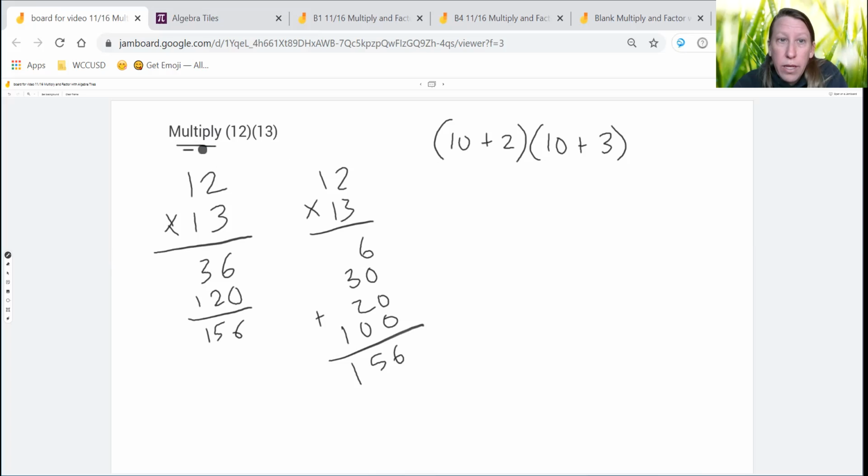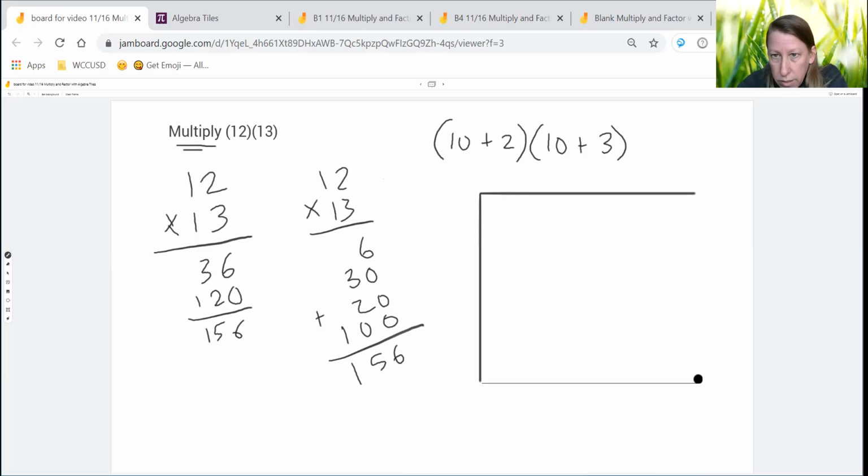Okay, so we're still thinking of multiplying. We're still thinking of an area model. So instead of just doing some random procedural things, we can draw a picture of this. So I can draw a rectangle, and one side of my rectangle is going to be 12, and the other side of my rectangle is going to be 13.